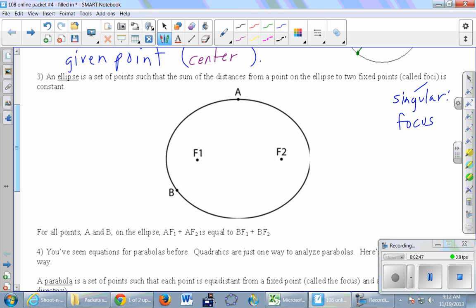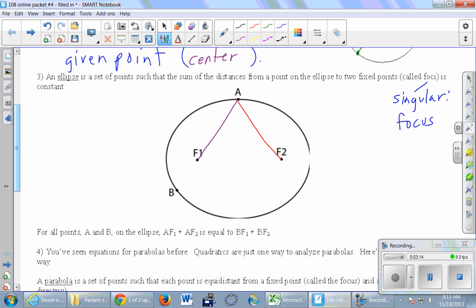So here's the idea. It says that the sum of the distances from a point on the ellipse to 2 fixed points. So we're going to draw the distance between the one point on the ellipse A and the one focus F1. And then in another color, I'm going to draw from A to F2. So it says the sum of the distances, so the length of purple plus the length of red, is constant, regardless of where that point A is on the ellipse.